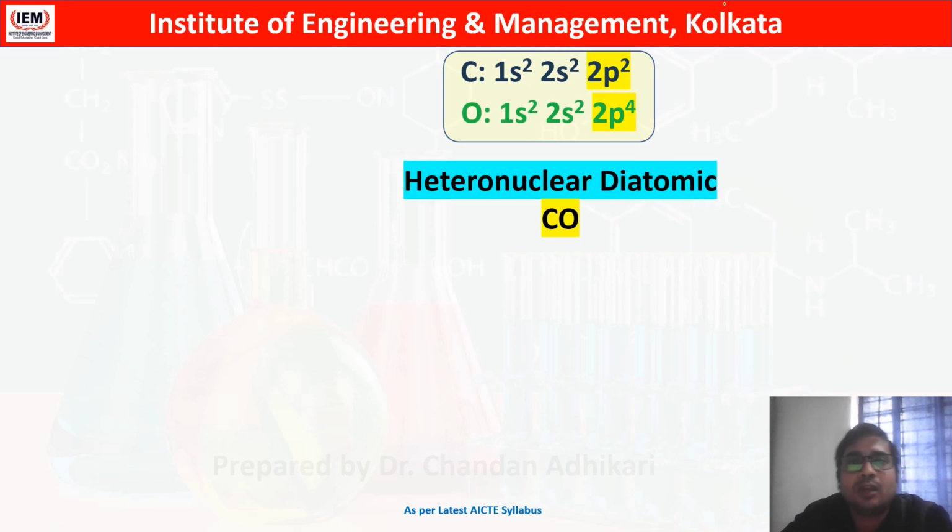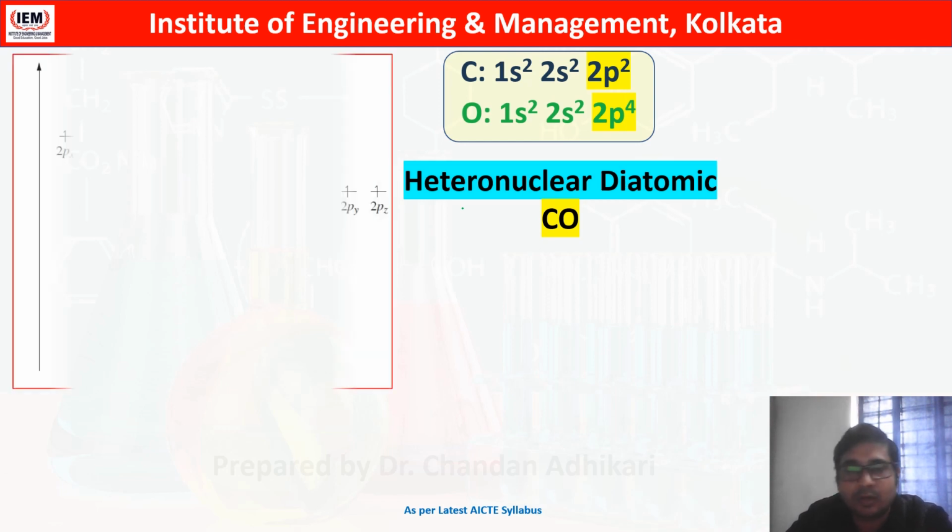So for carbon, the electronic configuration you all know, 1s2 2s2 2p2. For oxygen, 1s2 2s2 2p4. But here the interesting point is that both the atoms are not the same. The electronegativity is not the same. Oxygen has higher electronegativity than carbon. So all the orbitals of oxygen will be lower in energy because of higher electronegativity than carbon. While you are constructing the MO diagram, you only need to keep that point in mind. That's all. The rest will be done automatically. It will be similar to the homonuclear molecule.